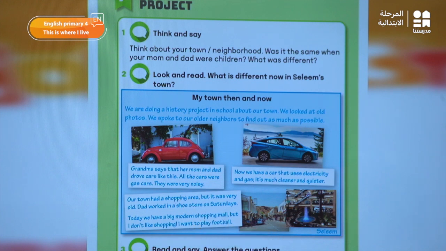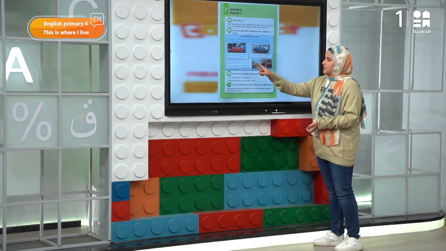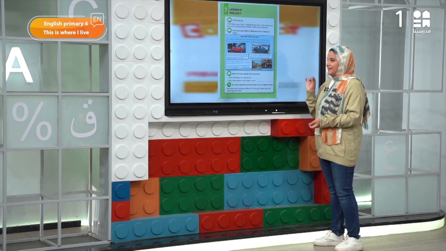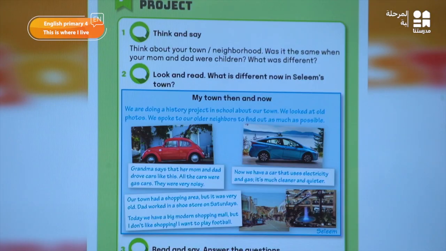Our town had a shopping area. وكان في مكان للشوبينج، يعني كان في مكان يروحوا يعملوا فيه شوبينج أو يشتروا منه حاجات. But it was very old. بس هو كان قديم شوية. Dad worked in a shoe store on Saturdays. وبابا كان بيشتغل في مكان بيعمل شوز، وكان بيروح كل Saturday.